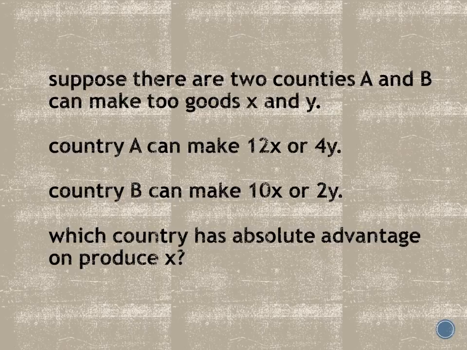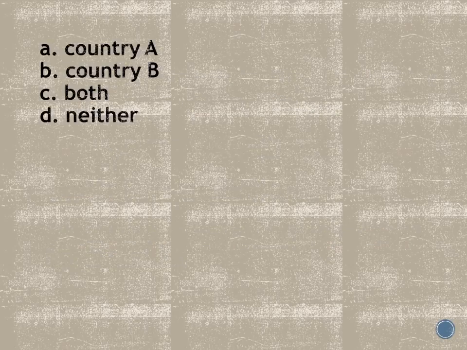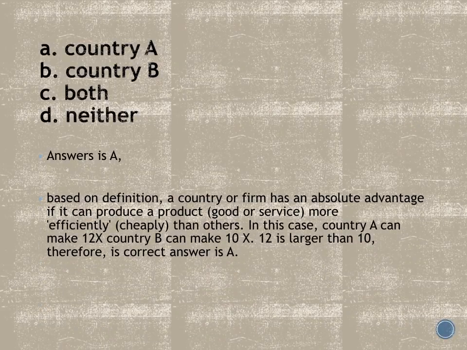So the question says that there are two countries, A and B, and those countries can make goods X and Y. First, let's review what absolute advantage is. Based on the definition, a country or firm has an absolute advantage if it can produce a product, good, or service more efficiently. By efficiently, we mean more cheaply than others. In this case, country A can make 12 X, country B can make 10 X, and 12 is larger than 10. Therefore, the correct answer is A.